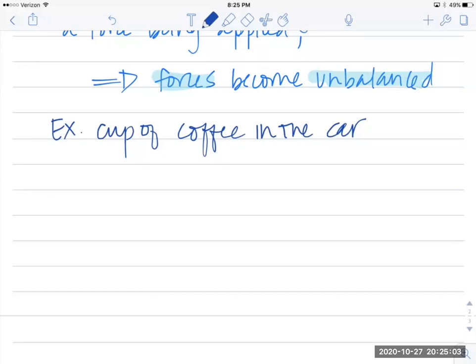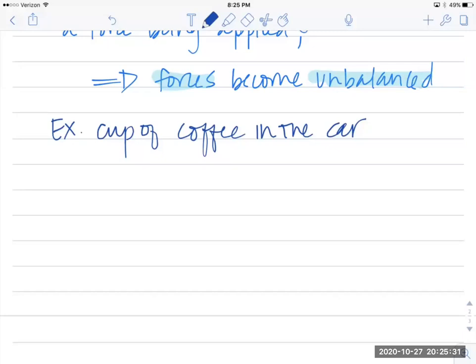However, as the car accelerates, the coffee wants to stay in the same position. The car accelerates out from under the coffee, and unfortunately, if you've ever had this happen to you, the coffee spills out of the cup. The same could be said if you have a cup of coffee and you're braking.